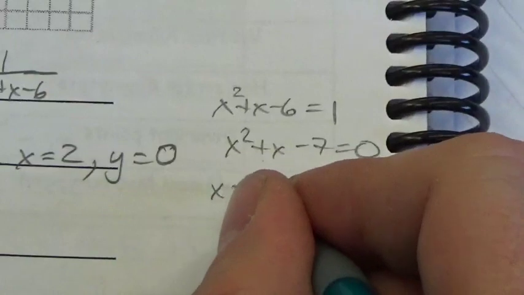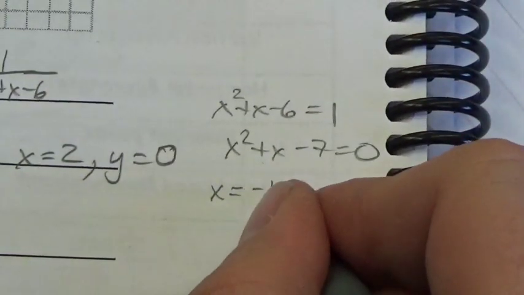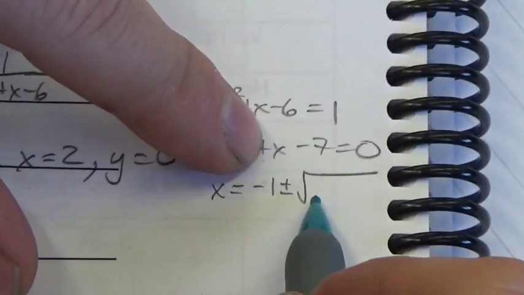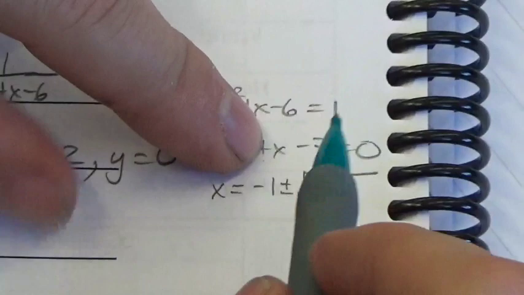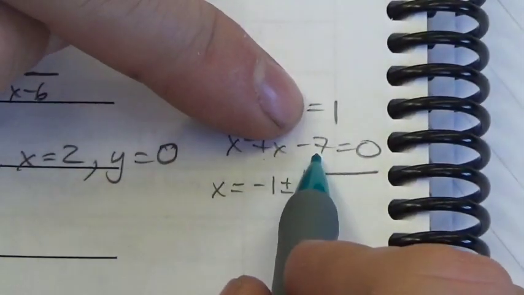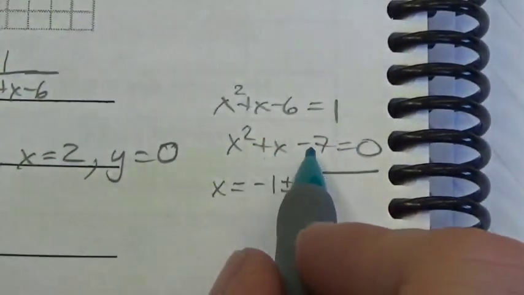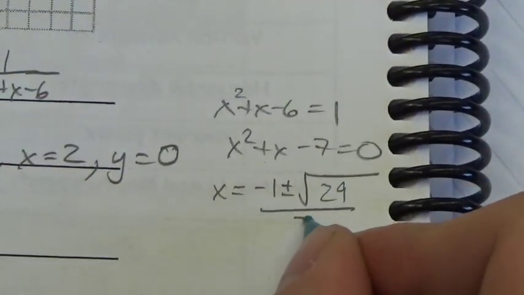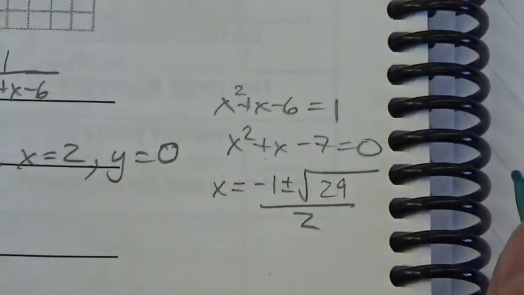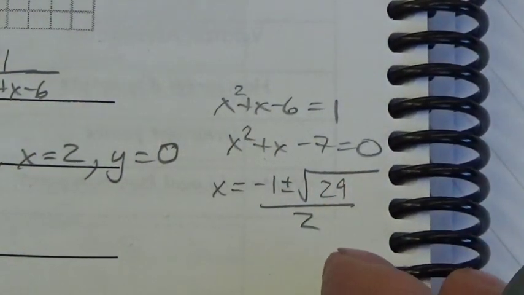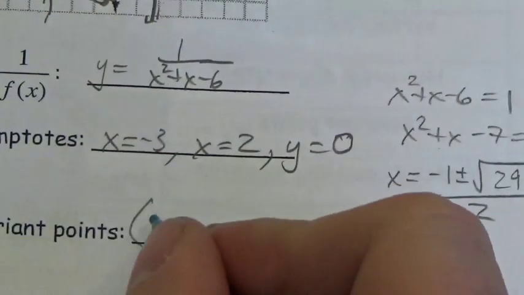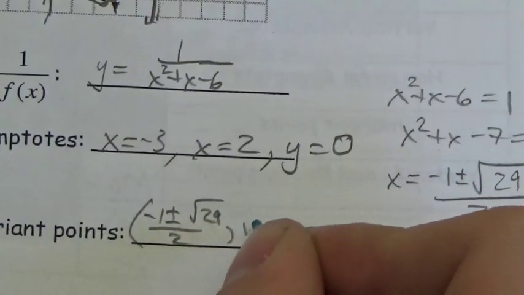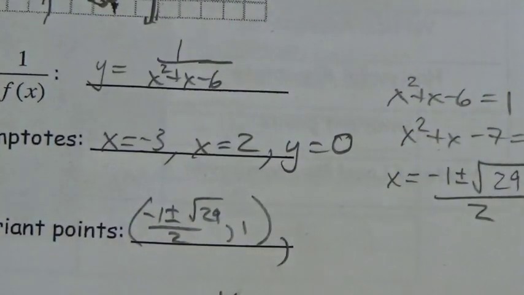Which means x is going to be negative 1 plus or minus the square root of 1 squared, or 1, minus 4 times a times c. Negative 4 times negative 7 is going to be positive 28, plus the 1 there is going to be 29, over 2 times 1. I'm not going to be able to simplify that root 29, so the invariant points are negative 1 plus or minus root 29 over 2, comma 1. Now that's just one set of invariant points.